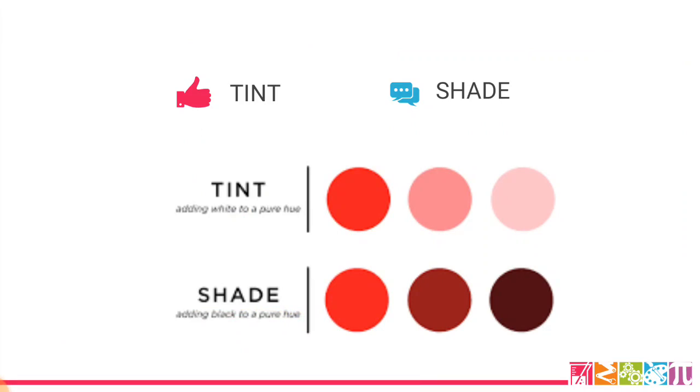So if the hue or color red, we mix it with white, it depends on the amount of white that you're going to mix with red. We will come up with pink, right? But if red, we mix it with color black, it becomes darker. So it could be maroon. So therefore, for tint we add white, and for shade we add black.